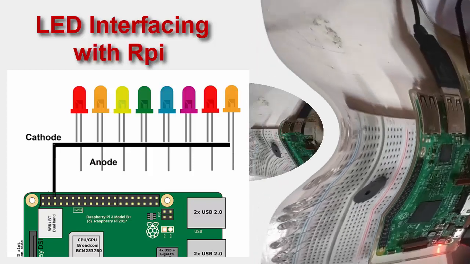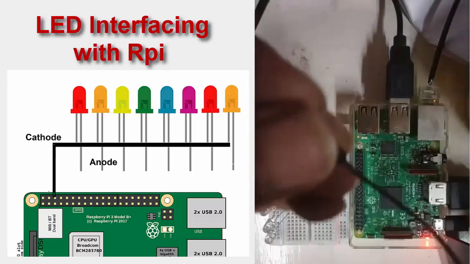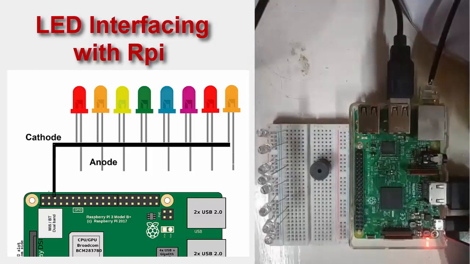Now I'll do the connections first. Just see the connections. I've taken a black wire first. Conventionally we use black wire for ground. Can anybody tell which is the pin number for ground? So you have pin number 6 as ground, and pin number 5 as ground.